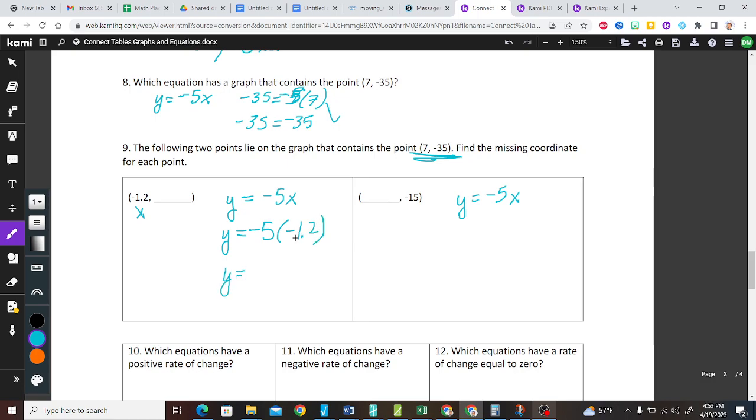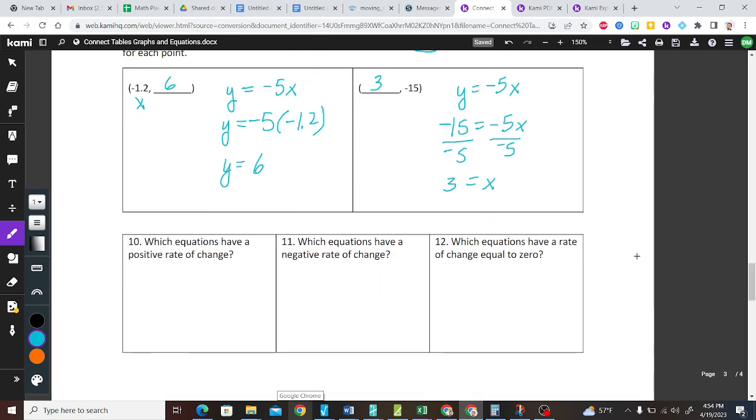Well, here's what I know. A negative times a negative is positive, and 5 times 12 is 60. So 5 times 1.2 is 6. In the other one, we've got negative 15, and we've got negative 5x. So we divide both sides by negative 5. And so x equals 3. So we have 6, we have 3.